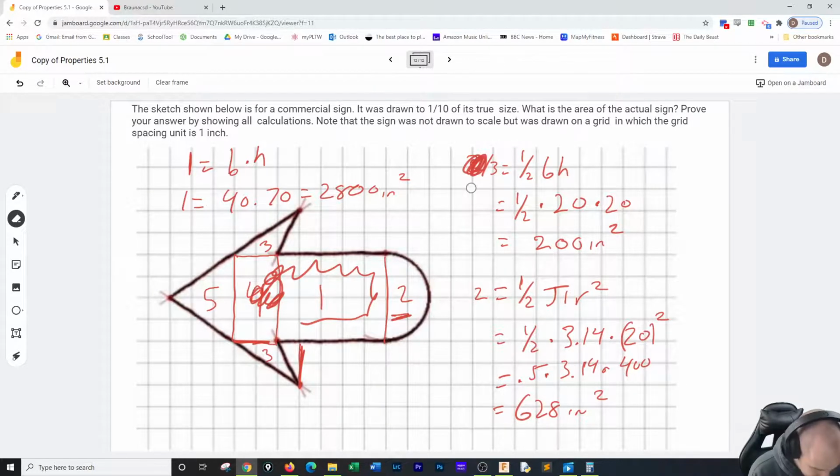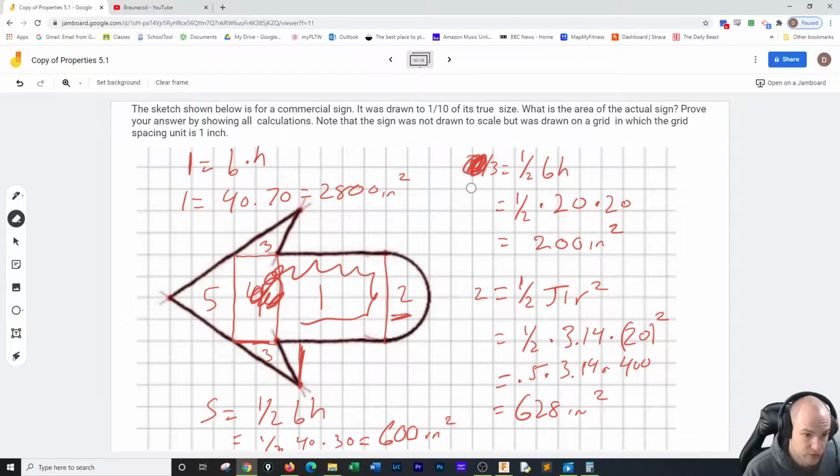And then I've still got to do this triangle up front, so that is area 5 equals 1/2 of base times height, which is one half of, oh, it's going off the page, of 40 times 30. 40 times 30 is 1200, divided by 2 or multiplied by half is 600 inches squared.